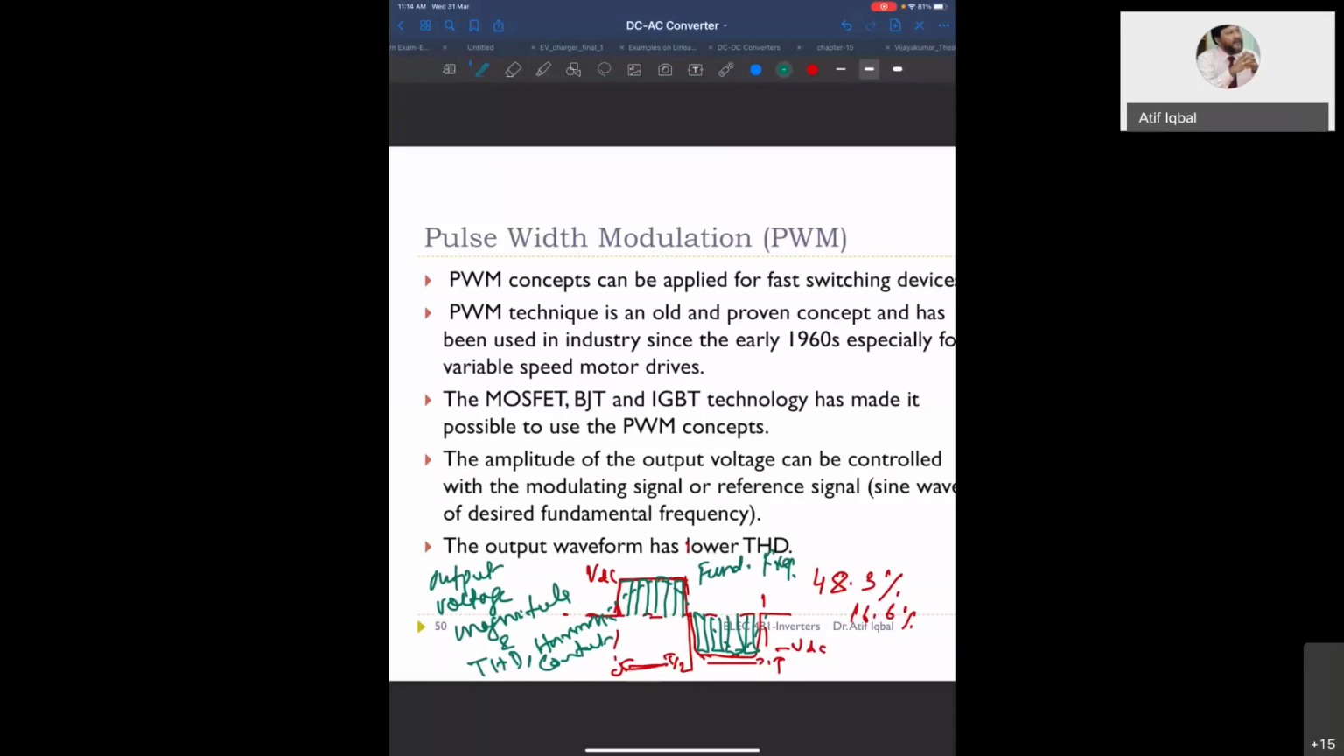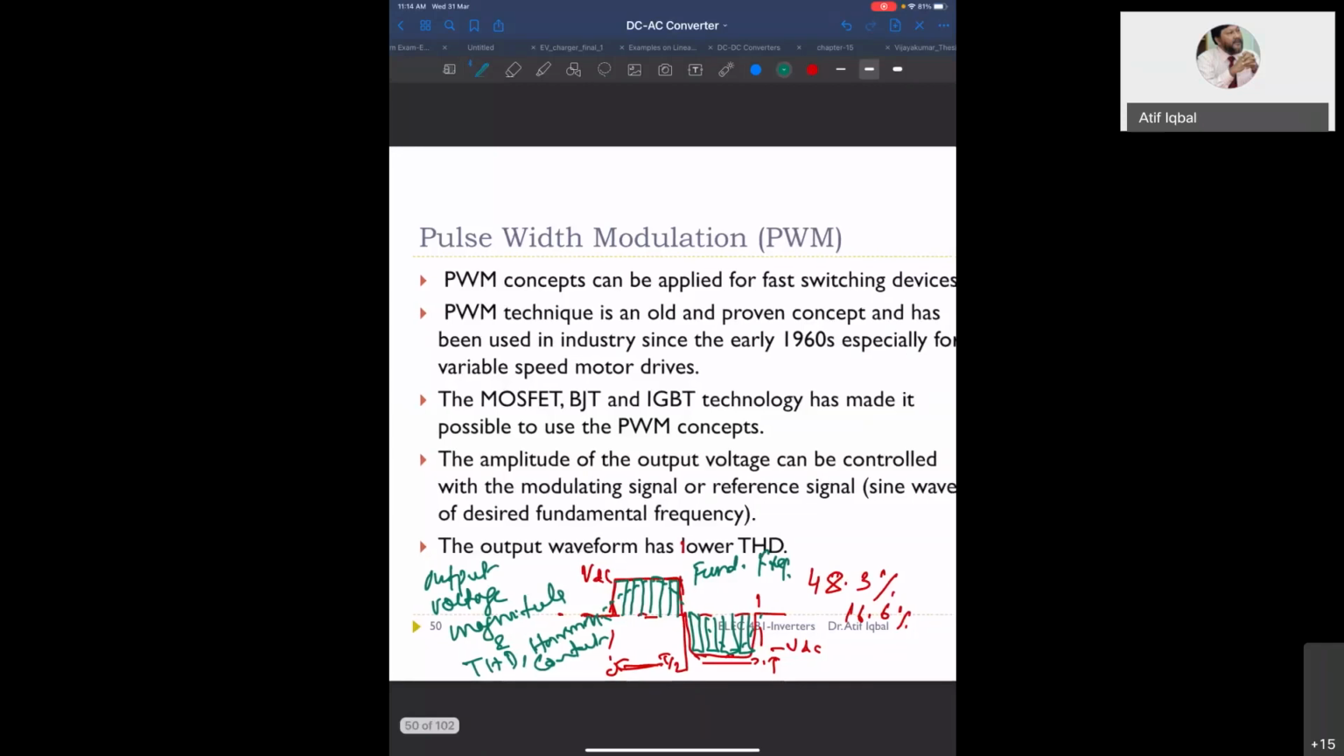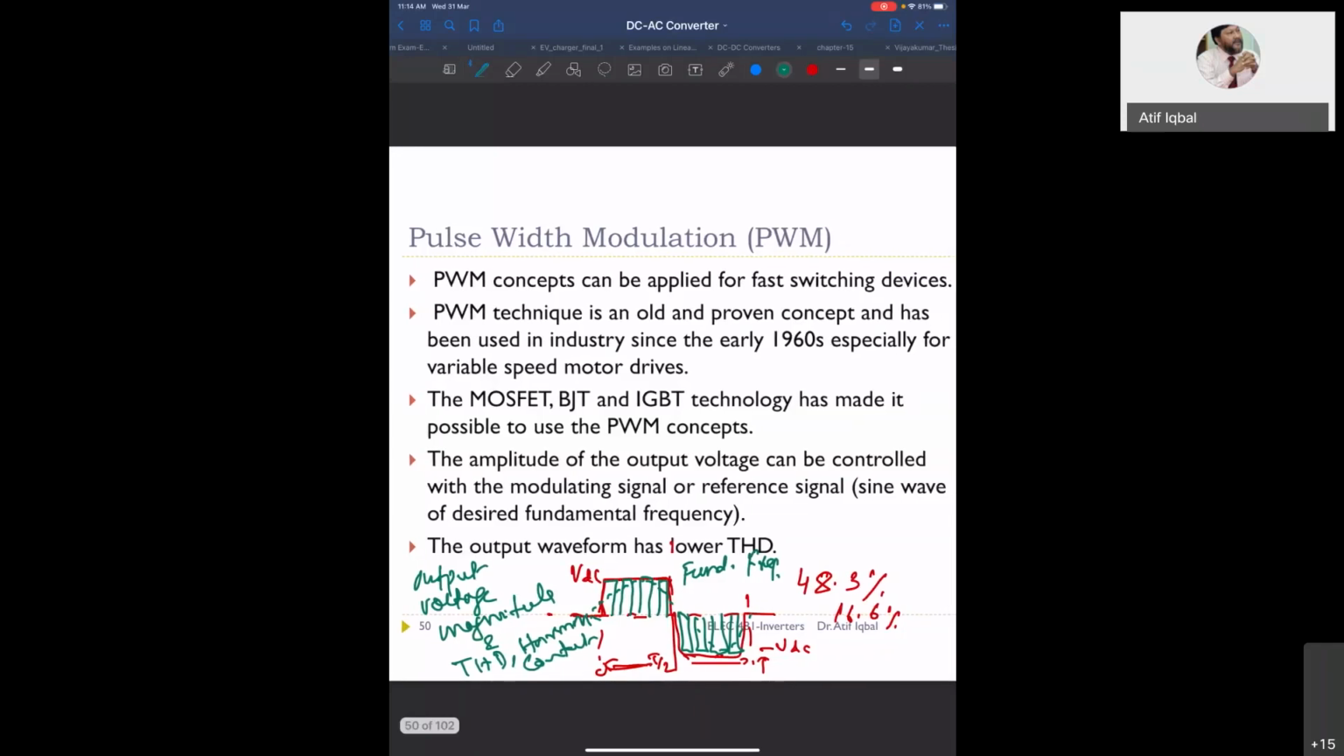What we are doing is just changing the width of the pulse. The pulse width we change, that we call pulse width modulation. Pulse width modulation is a very important technique to reduce the harmonic content in the output voltage, to control the total harmonic distortion, and to control the output fundamental voltage magnitude and the fundamental frequency. Now, how we do that and what the different types of PWM are, we will discuss.